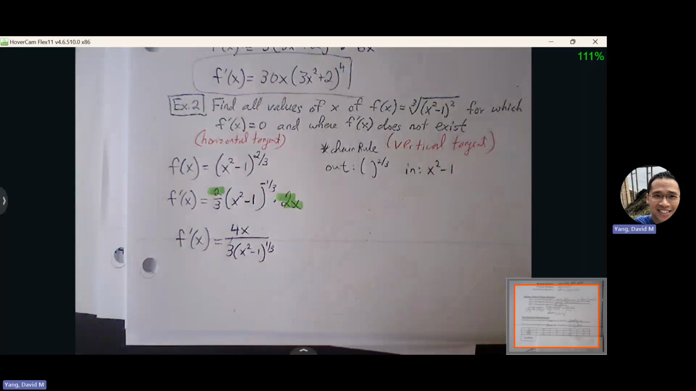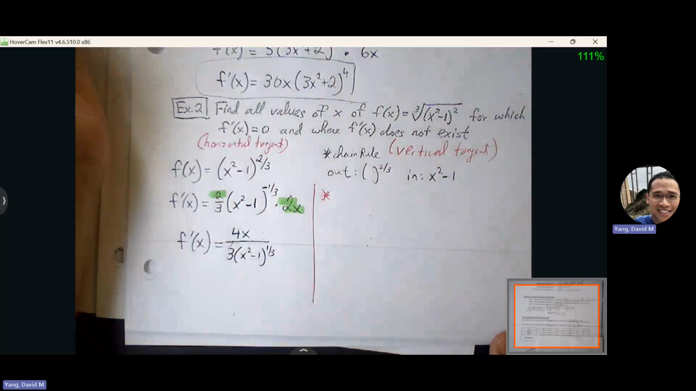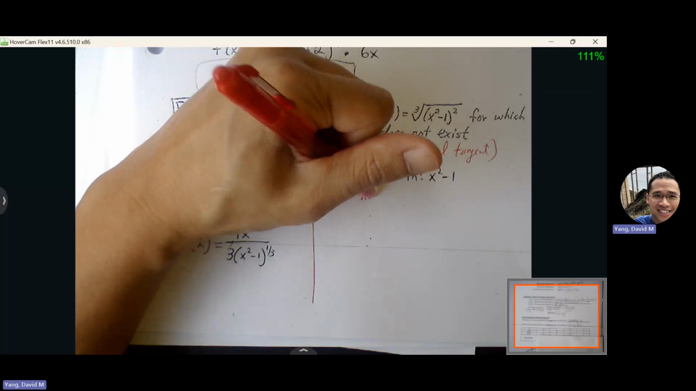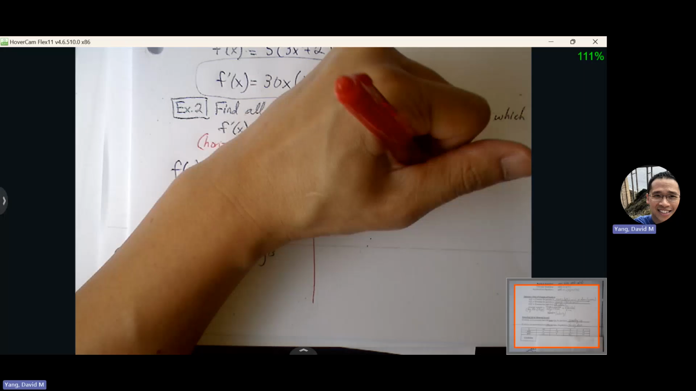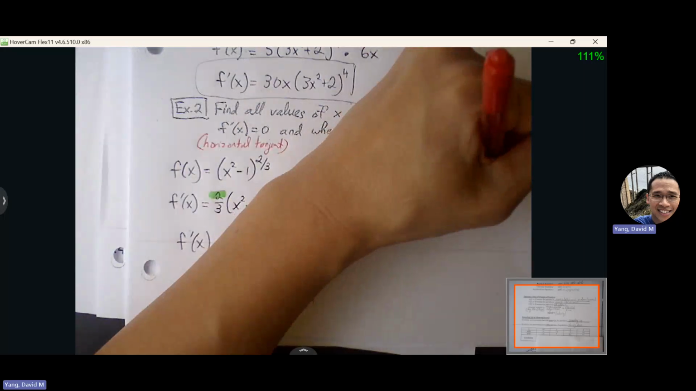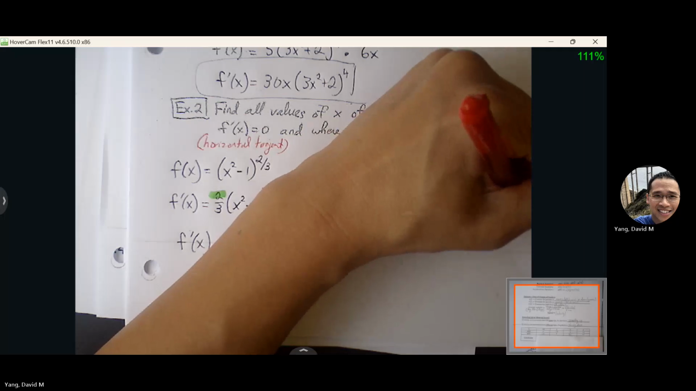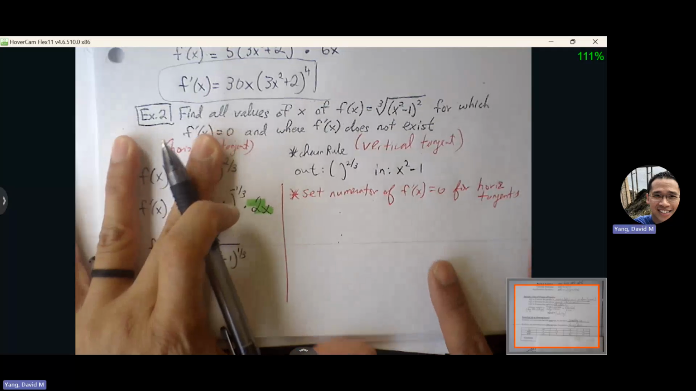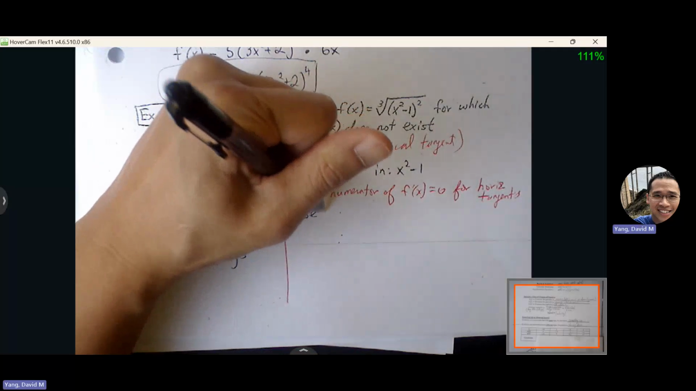So we want to find horizontal and vertical tangents. Horizontal tangent means slope 0. Vertical tangent means slope undefined. So here's the general rule here. If you're looking at the derivative and you want to find a horizontal tangent, you're going to set the numerator of f prime equal to 0 for horizontal tangent. And then you'll set the denominator of your f prime equal to 0 if you're looking for your vertical tangents.